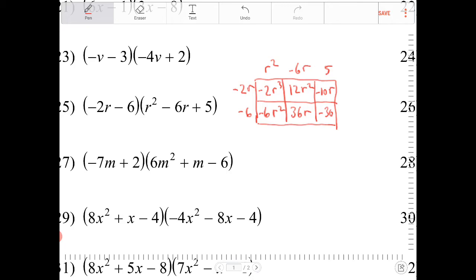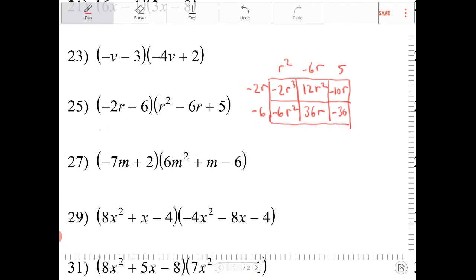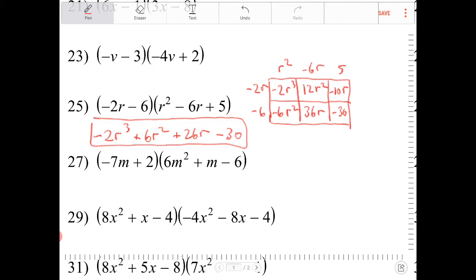So if I were to add this all up, this will be negative 2r cubed. And combining like terms, I will have 12r squared plus negative 6r squared. That will give me plus 6r squared. And I'm going to add negative 10r and 36r, so I will get 26r. And lastly, I'm going to have minus 30. So this is going to be the product. Okay? All right.